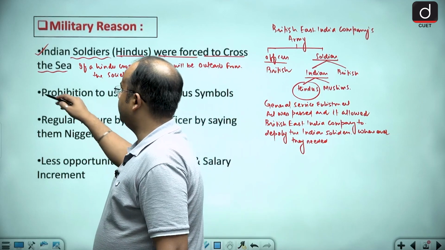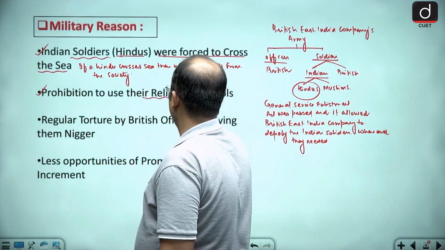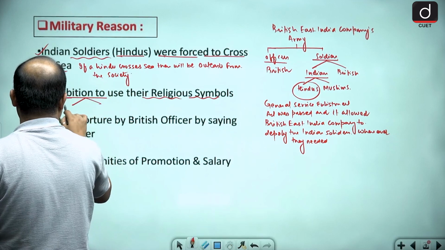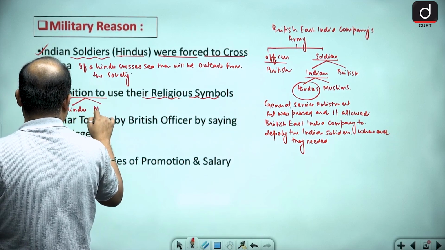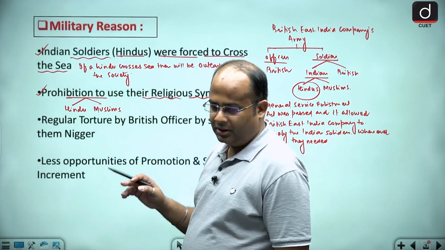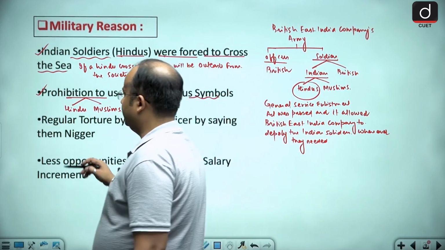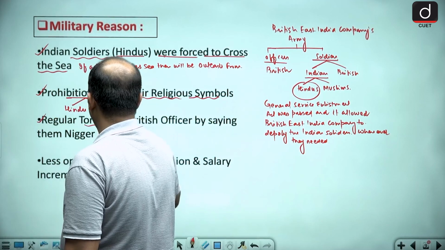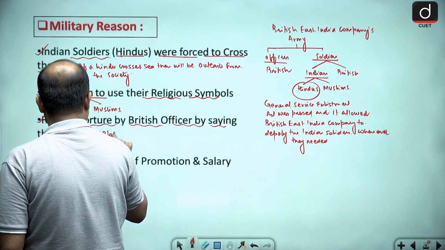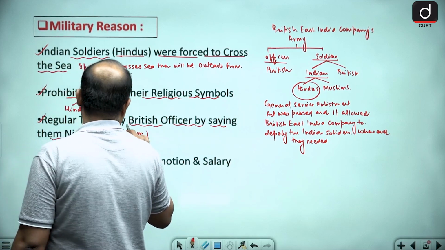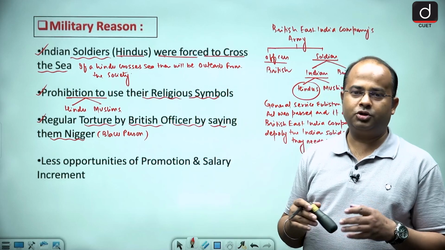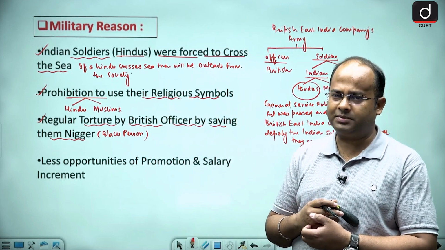Other than this guys, Hindus and Muslims were prohibited from using their religious symbols. This prohibition was applicable to both Hindus and Muslims. Other than this, my friends, the Indian soldiers were regularly tortured by British officers, who taunted and humiliated them and called them a racial slur meaning a black person.